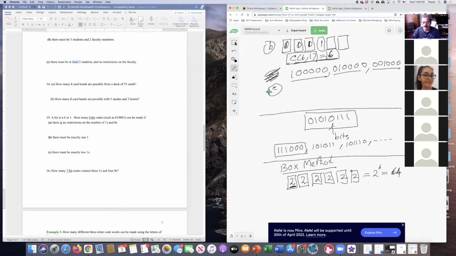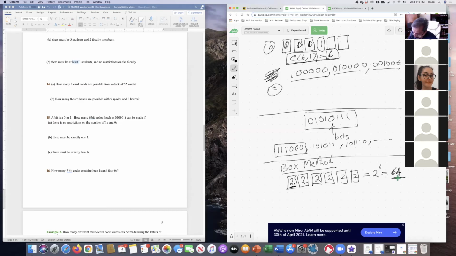Okay, so if you understood that, then you should be able to tell me the answer for the third part. If there must be exactly 2 1s, then how many ways are there? How many codes are there? So they're going to be 6-bit codes, but you can only have 2 1s. Wouldn't it be 64? 64. Where are you getting that from? Because they gave us the code with just 2 1s in the beginning.